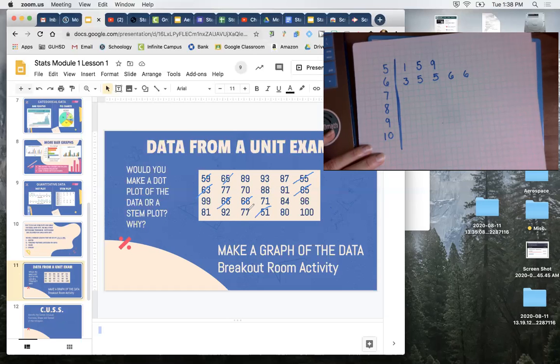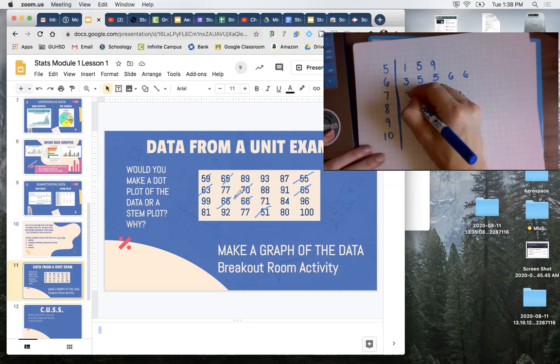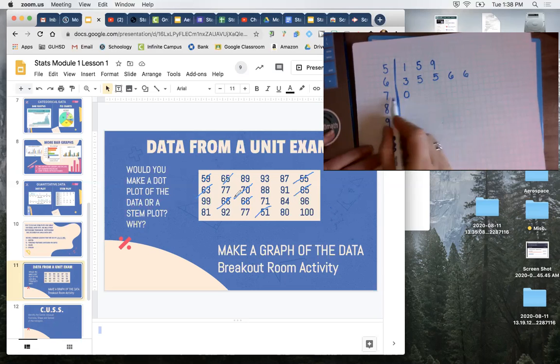It looks like 77 there, 77. Do I have any other 70s? It doesn't look like it. Oh, there's a 70 right there, a 70. So that actually is going to be my first. A 70 is going to be my first value there represented.